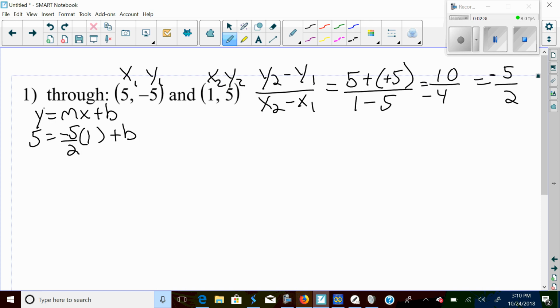Now I'm going to go ahead and multiply my -5/2 times 1. That's going to leave me with 5 is equal to -5/2 plus b. Now I want to isolate the variable by adding 5/2. And this will cancel out here, and I'll leave my b here. And my b is going to be 5 plus 5/2. You could work that out to the side or type it in your graphing calculator, and you would get 15/2.